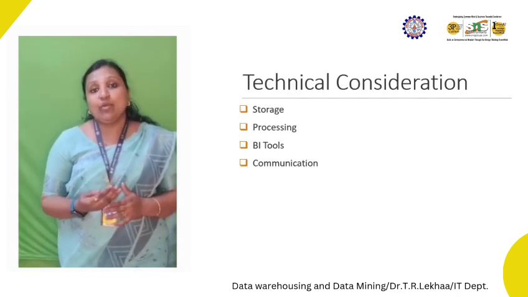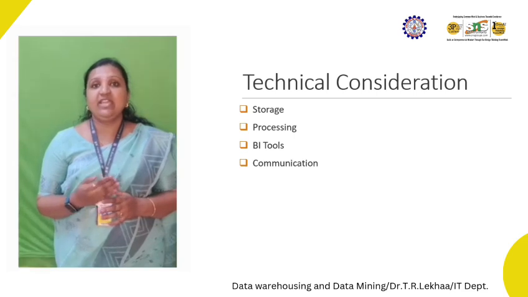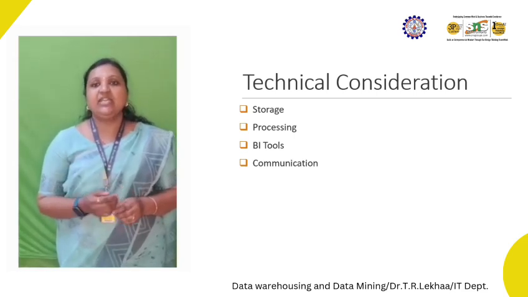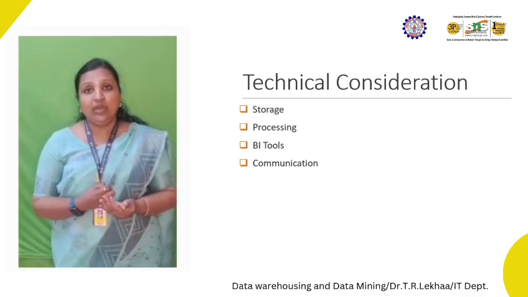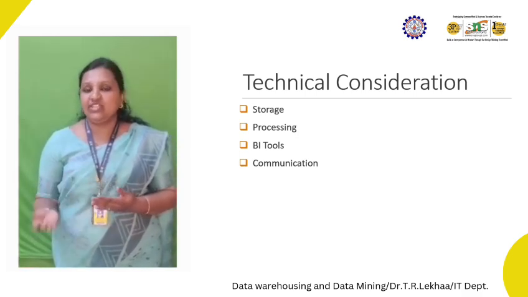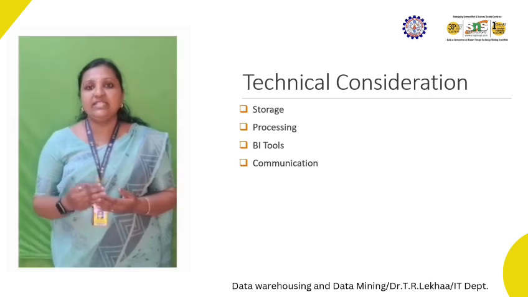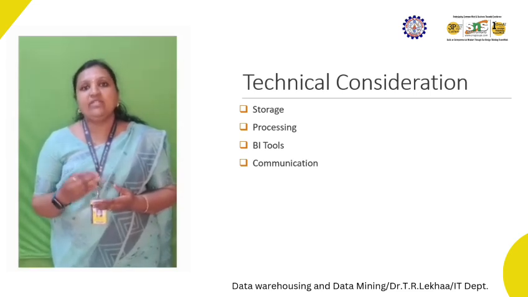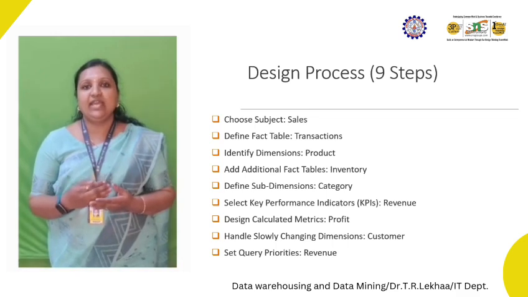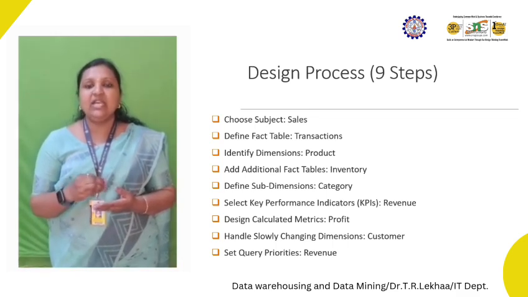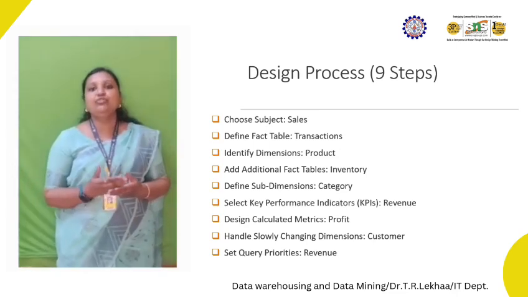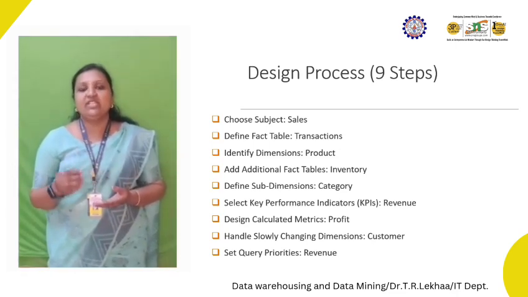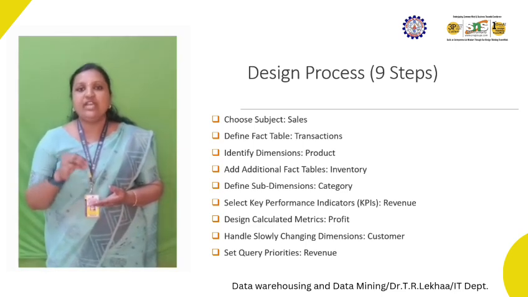And the next thing in the design consideration is the technical consideration. Here in technical consideration, we have to take care of the software, hardware, framework and the communication platform. So these are all the things we take care of. The other thing we have to take care of is the design part. In design consideration, we will have 9 steps. In step 1, we have to choose the subject matter, which means what kind of object we are choosing.